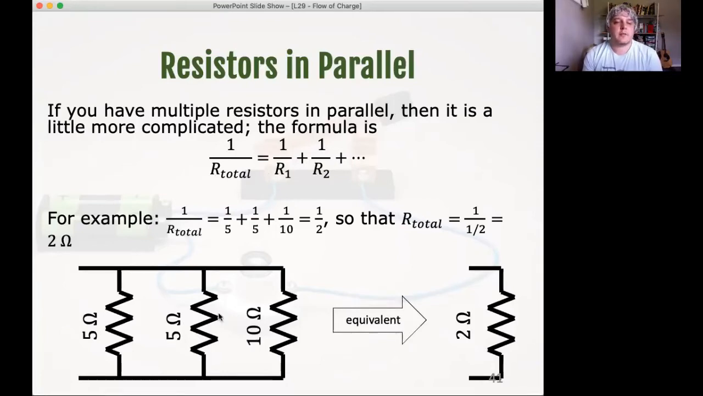In this case, we've got 3 resistors, a 5, a 5, and a 10. So our 1 over R total is going to be 1 over 5 plus 1 over 5 plus 1 over 10, which is 1 over 2. But remember that we've got 1 over R total.